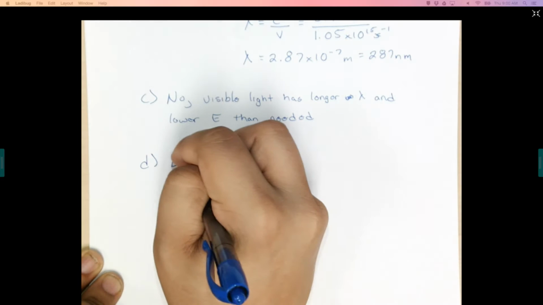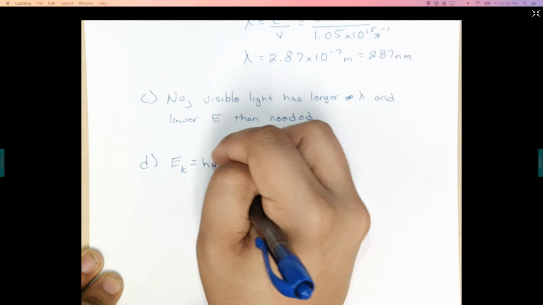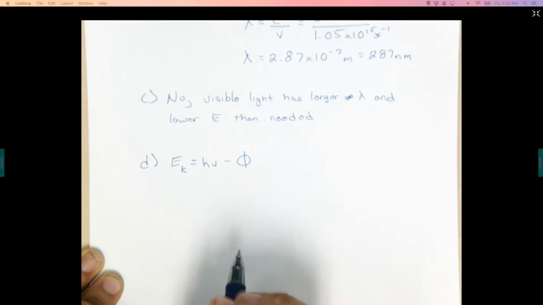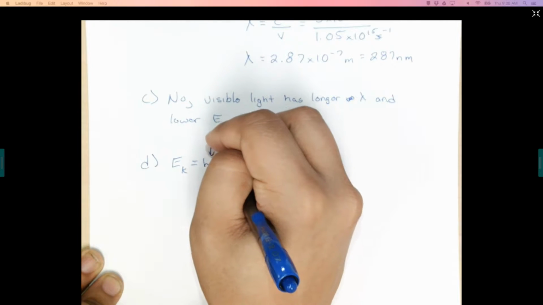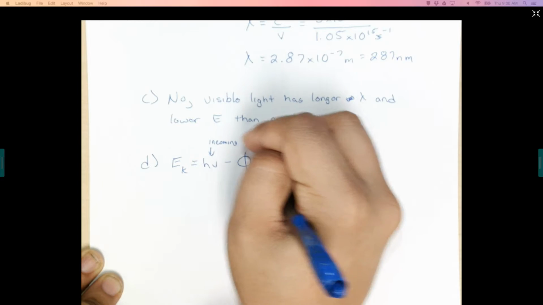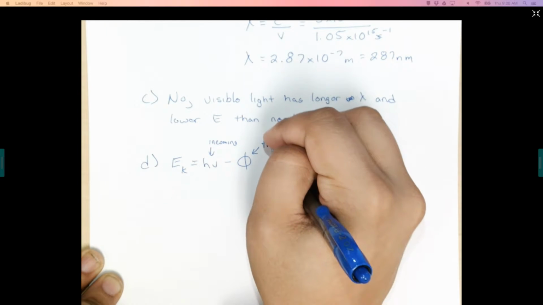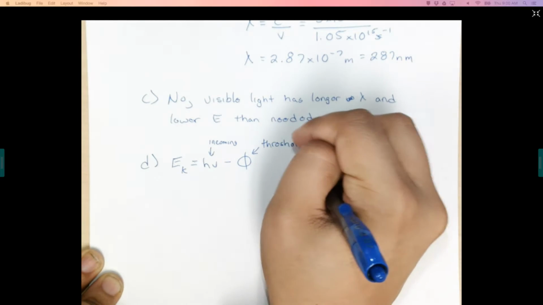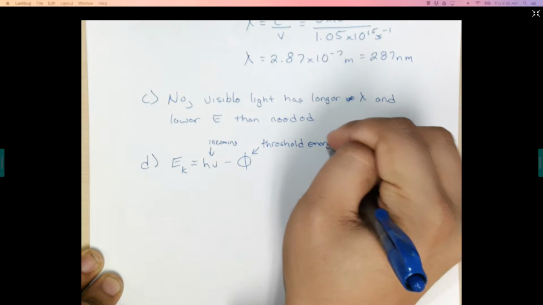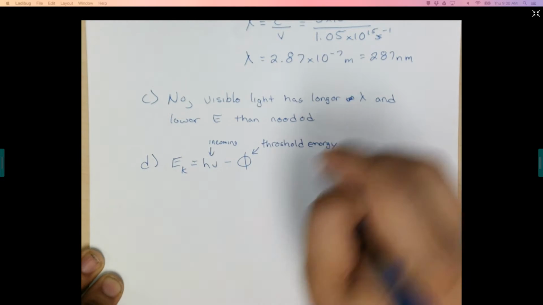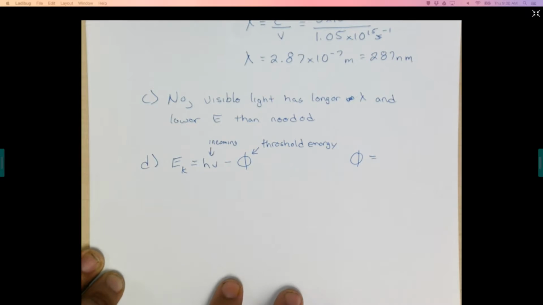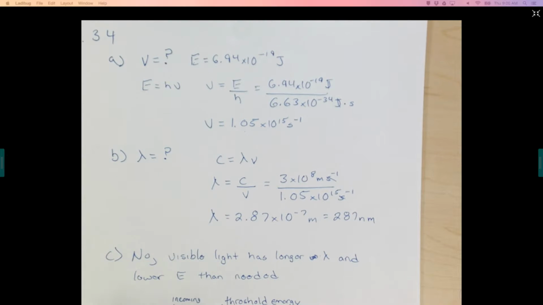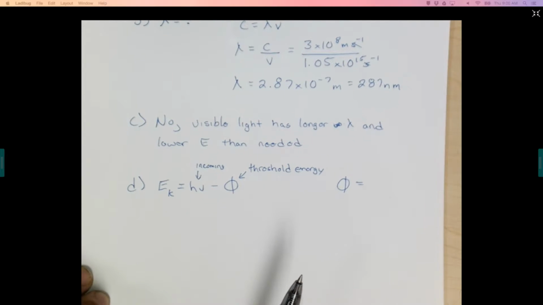E for kinetic energy is equal to h nu minus the work function. And remember, h nu is the incoming energy and work function is the threshold energy. All right, so what is phi equal to? Phi is equal to the energy at the very beginning. We were given that energy, 6.94 times 10 to the negative 19 joules.